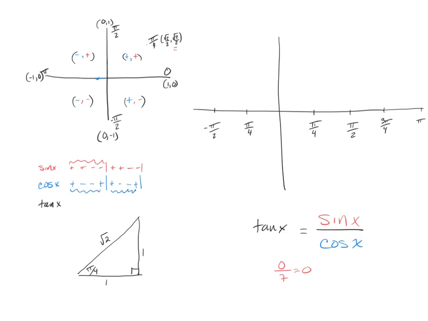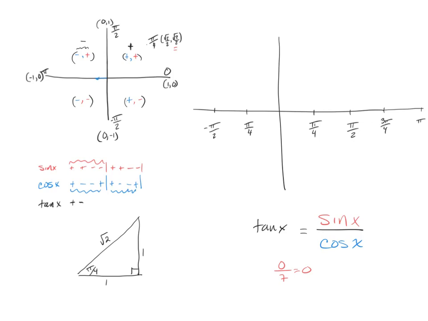But if we think about tangent as being the sine over the cosine, think about these ratios and think about taking the y value and dividing it by the x value. A positive divided by a positive would be, of course, positive. So the tangent in the first quadrant would be positive. In the second quadrant, we have a positive divided by a negative, and so that's going to give us a negative ratio. So the tangent in the second quadrant is negative.